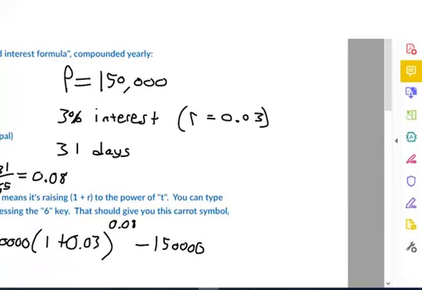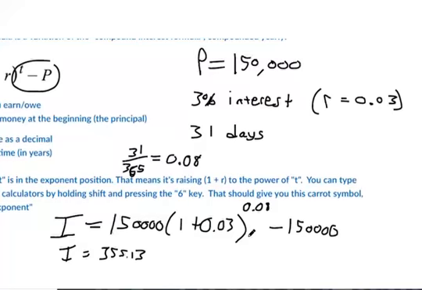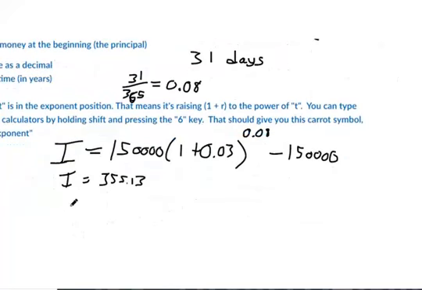For this person, which is different than your problem, it's $355.13 in interest, okay? So interest is $355.13. And so for your problem, that's how you calculate interest.